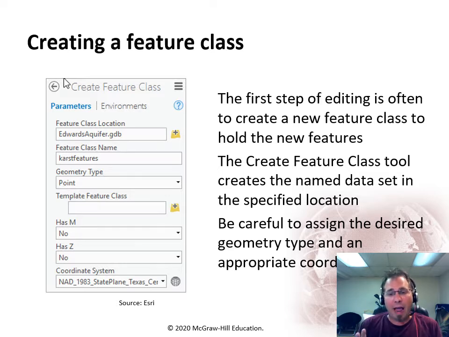And you have to make sure what it says, be careful to assign the desired geometry type and an appropriate coordinate system. So if you need polygons and you accidentally put points, or if you need points, you accidentally put polygons, you have to delete it and do it again, which only takes a second or two, but just make sure your geometry type is in order.